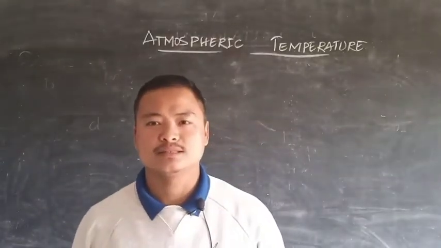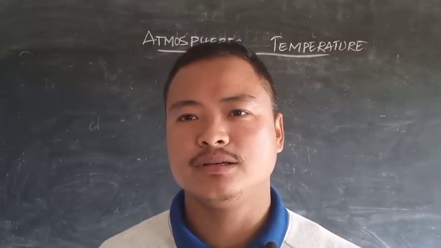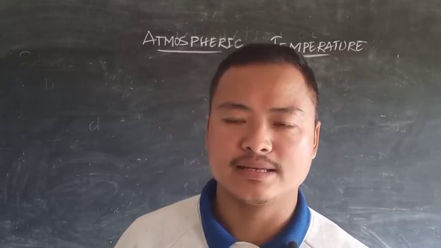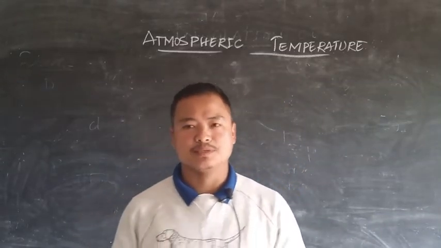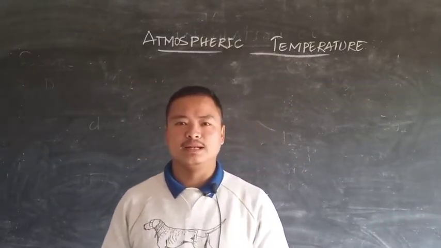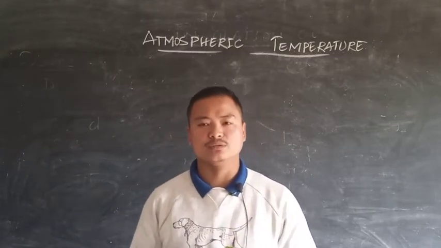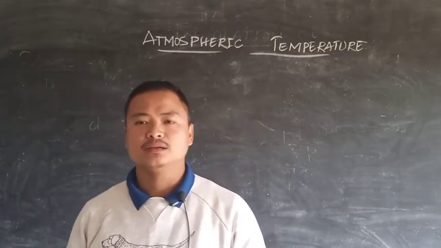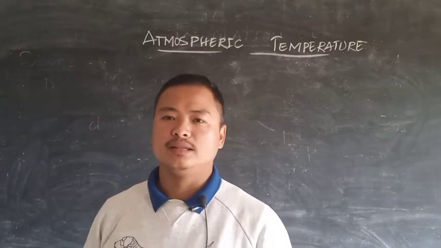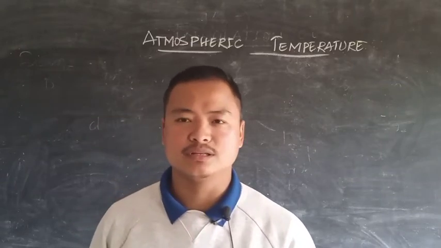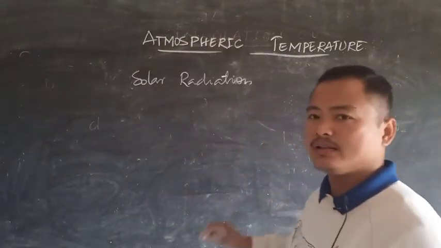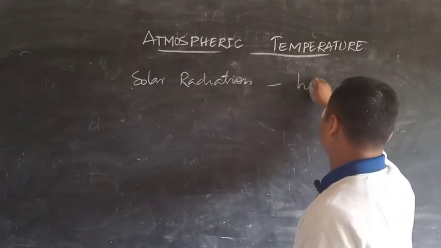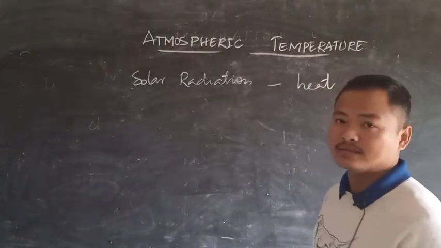Today in this class we will be discussing the chapter Atmospheric Temperature. In this chapter we will need to learn about what atmospheric temperature is all about and how it is being affected. So let us first start by discussing solar radiation. Solar radiation is the heat emitted by the sun.